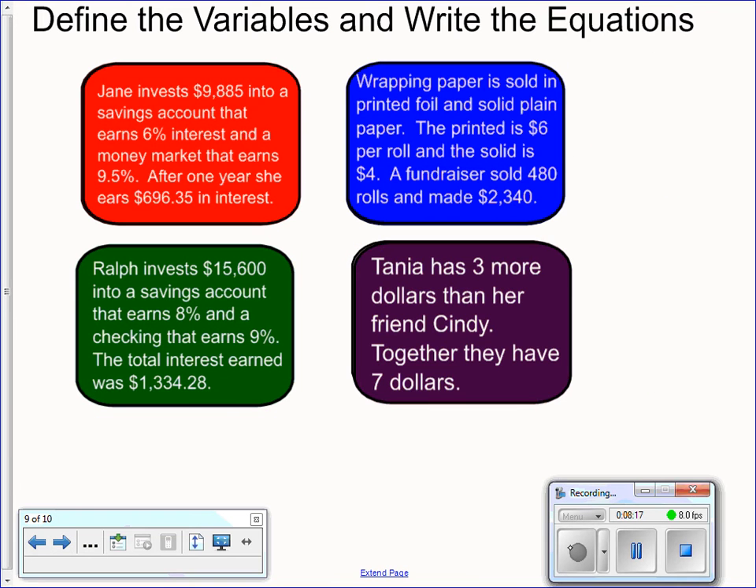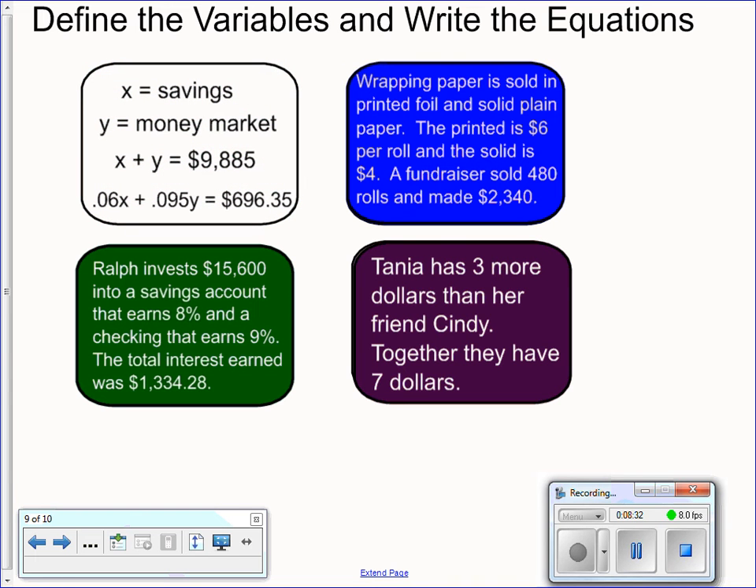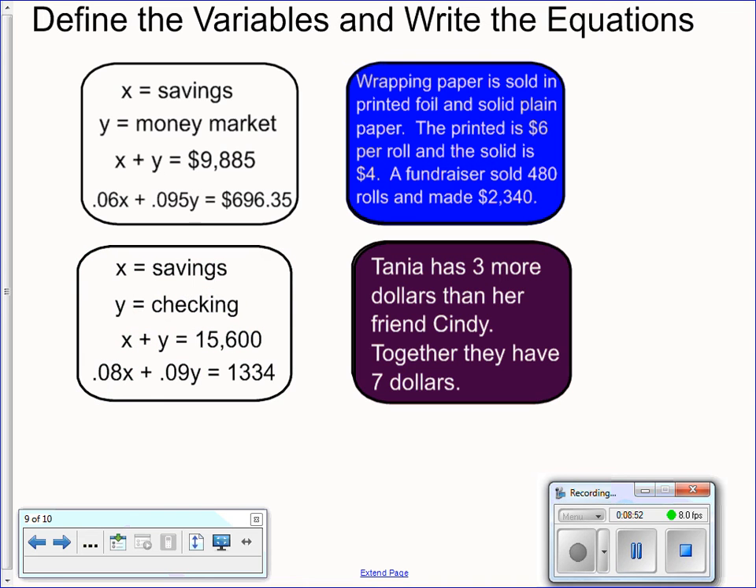Jane invests $9,885 into a savings account that earns 6% interest and a money market that earns 9.5%. After 1 year, the interest is $695.35. There are our 2 equations: x plus y equals 9,885 and 0.06x plus 0.095y equals 696.35. Ralph invests $15,600 into a savings account that earns 8% and a checking account that earns 9%. Total interest was $1,334.28. Our 2 equations are x plus y equals 15,600 and 0.08x plus 0.09y equals 1,334.28.